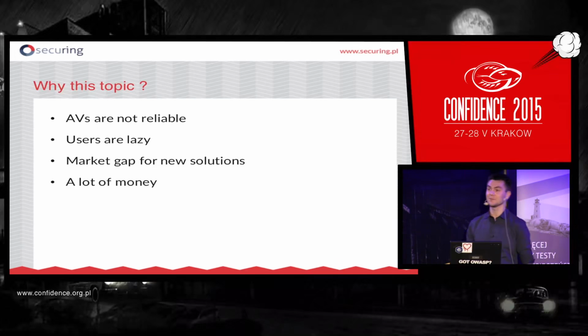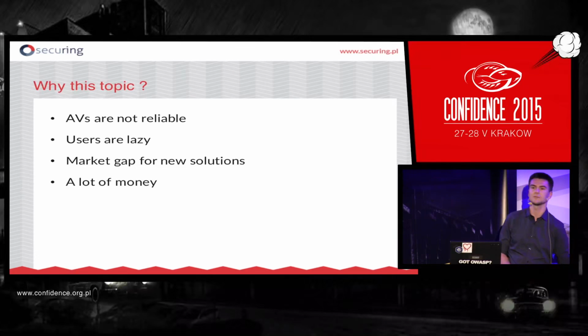Then you're lazy, because some malware can change what you see on the screen, because it's in the banking application in the browser. What you should do is actually compare it to the paper invoice, or at least the invoice in the PDF file, right? Okay, so there is a market gap for new solutions.